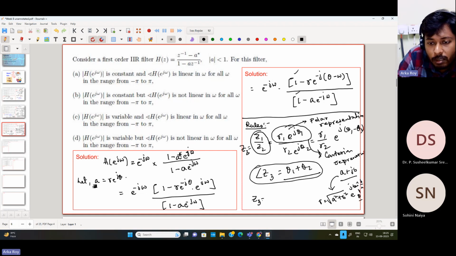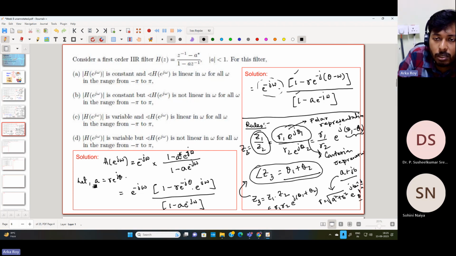And another representation is Z3 is Z1 into Z2. At that particular time, it will be R1 into R2 e to the power j theta 1 plus theta 2. So over there, the angle will be theta 1 plus theta 2, and over here, the angle will be theta 1 minus theta 2. So here I can see that one particular representation is multiplied with this whole thing. So therefore, I can use this particular relation where we are multiplying two complex variables. And over here in this particular region, I can see there are two complex numbers which are in relation with one Z1 by Z2 kind of thing. So therefore I can exploit this particular relation.